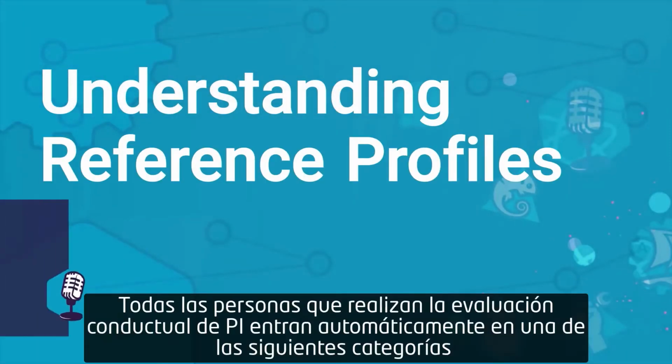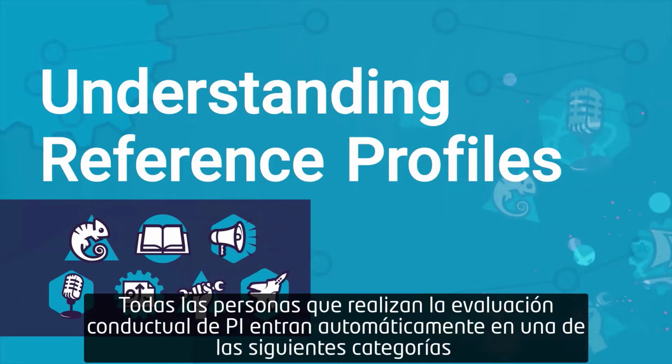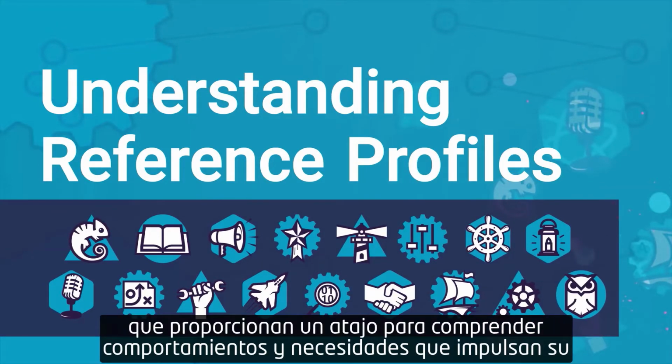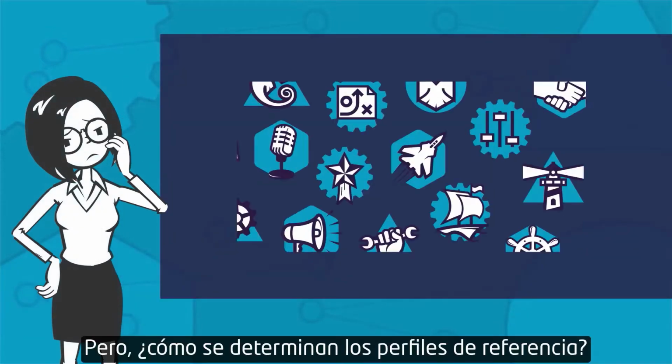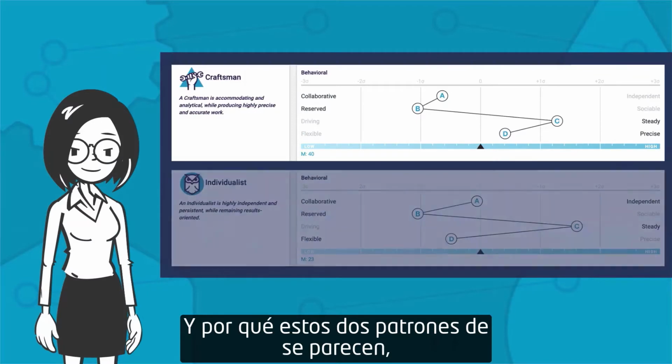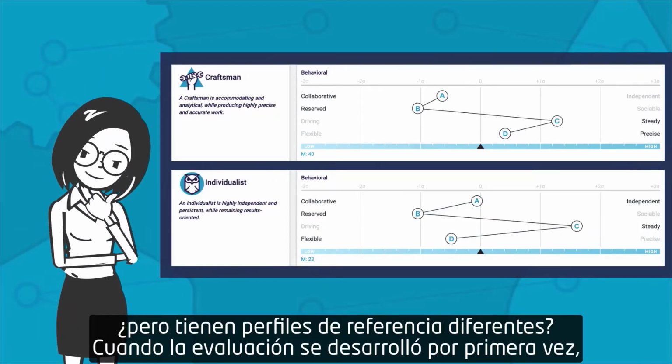Everyone who takes the PI behavioral assessment automatically falls under one of our 17 reference profiles, which provide a shortcut for understanding behaviors and needs that drive your people. But how are reference profiles determined? What information can you get from knowing them? And why do these two patterns look similar but have different reference profiles?